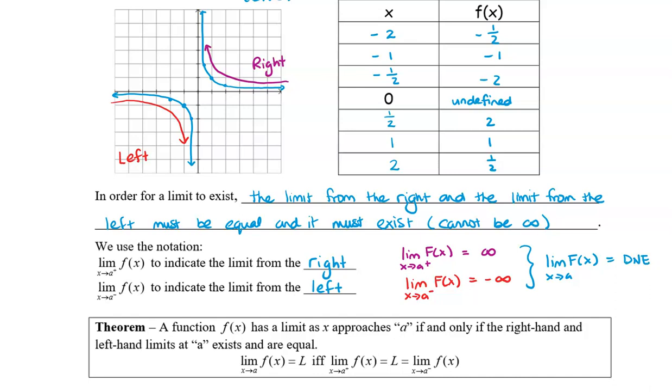And this leads us to the theorem. So a function f of x has a limit as x approaches a, over here, if and only if, and that's this IFF, the right-hand and the left-hand limits, so you can see this part here, they have to be equal and it has to exist. In this case, it is L. So if the left-hand limit and the right-hand limit equal L, then the limit of f of x as x approaches a is also equal to L.